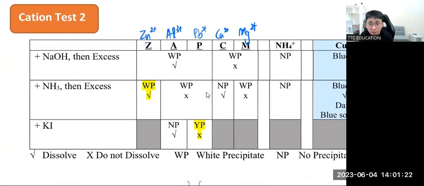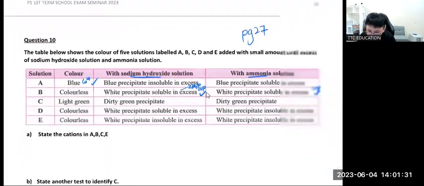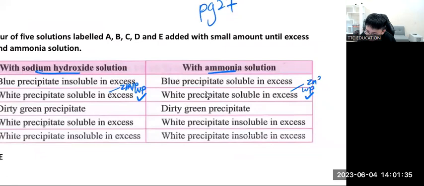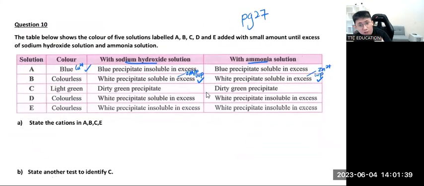So means your answer right now only left with one choice. If your answer left with one choice, that's your final answer. So after second test, I can conclude that here is Zn2+. You get it? So A got Cu2+, B got Zn2+. Can you guys try C?